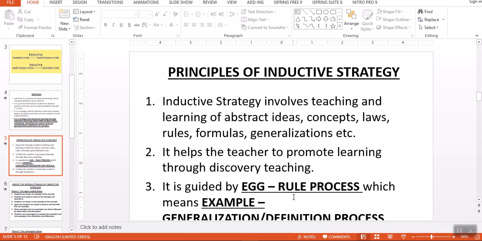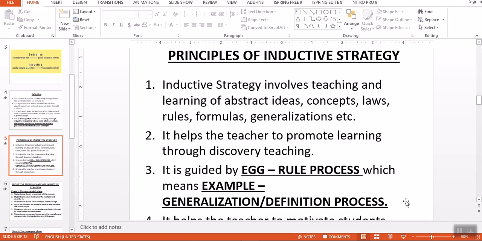It is a guided process, which means examples and generalization. First, their learning has to begin with the teacher providing an opportunity with a lot of examples, followed by the inference or interpretation of data or inference from the observation, and finally the students have to define it or generalize it. That is what you call e-g, meaning examples, rule, or the process of generalization. So inductive strategy follows the example-rule process.